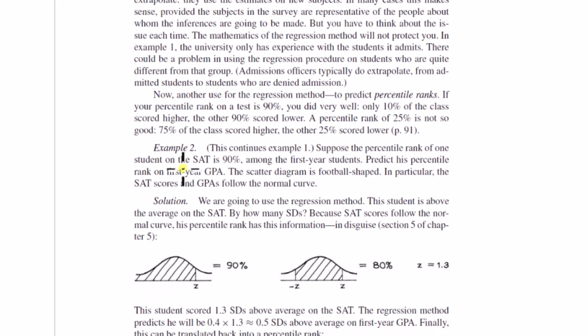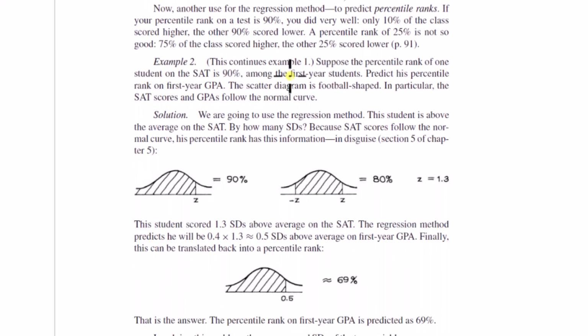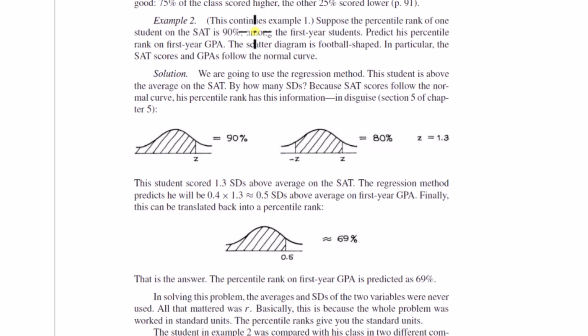Okay. So now, example 2, this continues example 1 about the SAT scores and first-year GPAs. Suppose the percentile rank of one student on the SAT is 90% among the first-year students.